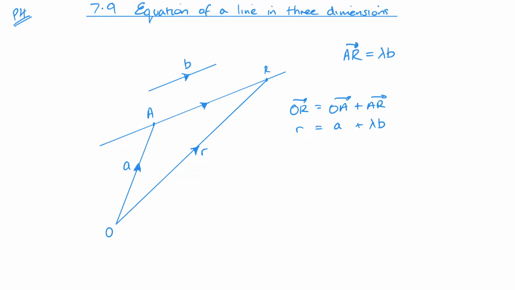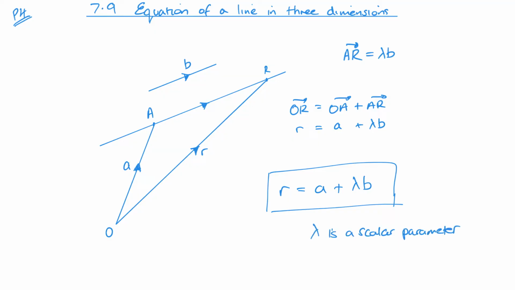So r is the position vector of the point capital R, which is somewhere along that line which goes through A and is parallel to B. So this is my first one. I'll write it down here. r equals a plus lambda b, where lambda is a scalar parameter. So it's just a constant, if you will. It's just a number, but it gives me that multiple of b just for its size.